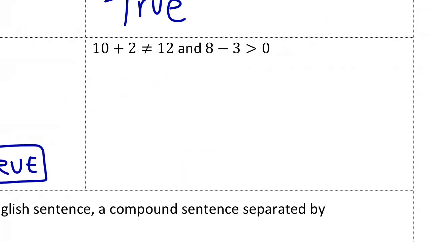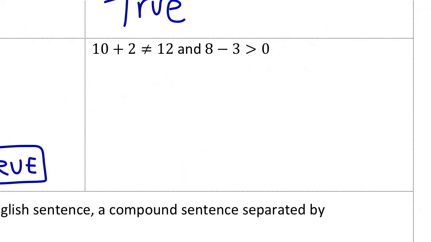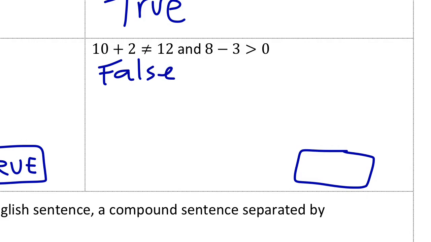Okay, take a look at the next one. The next one says that 10 plus 2 does not equal 12, and 8 minus 3 is greater than 0. I want you to write down whether or not you think this statement is true or false, the entire statement together. Well, 10 plus 2 does equal 12, so this part is false. And 8 minus 3 is 5, that's greater than 0, so that part's true.